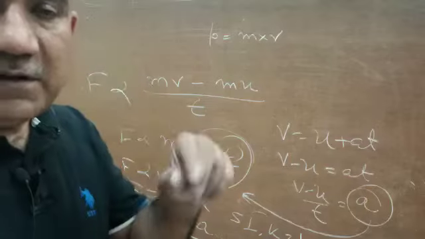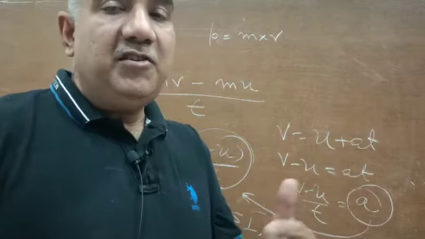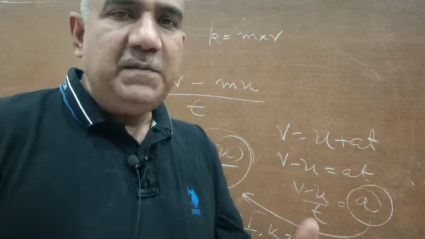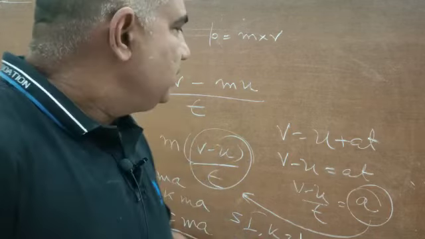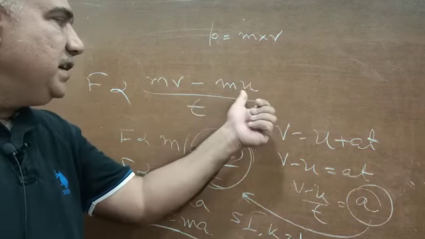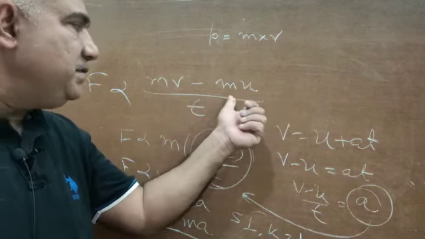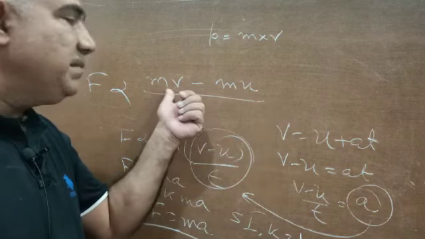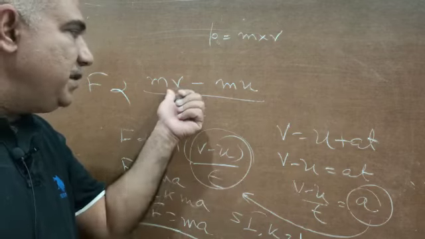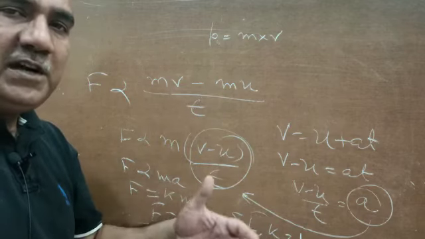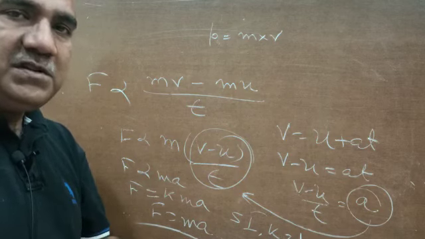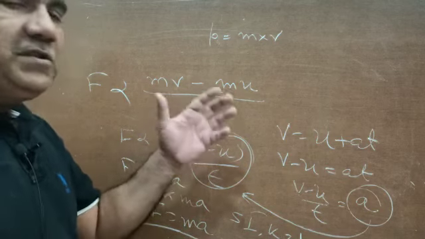Let me again summarize. The second law of motion says that rate of change of momentum is directly proportional to the force applied and displacement takes place in the direction of force applied. We studied that momentum is the product of mass and velocity. When you multiply mass with initial velocity, it becomes initial momentum. When the mass is multiplied with the final velocity, it becomes final momentum. When you subtract them, this becomes change in momentum. If you divide by T, which is the time taken by the body when its velocity changes from U to V, this becomes rate of change of momentum.